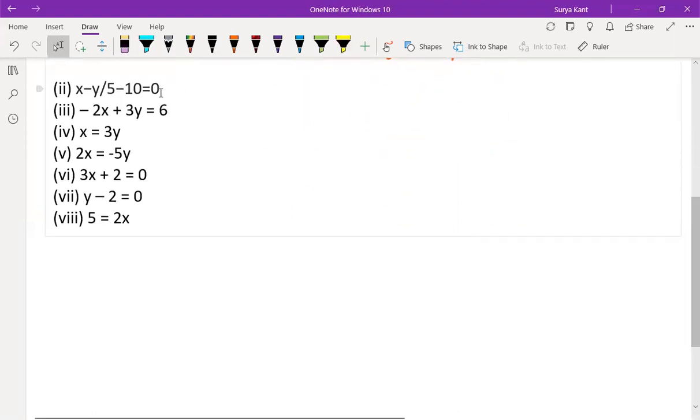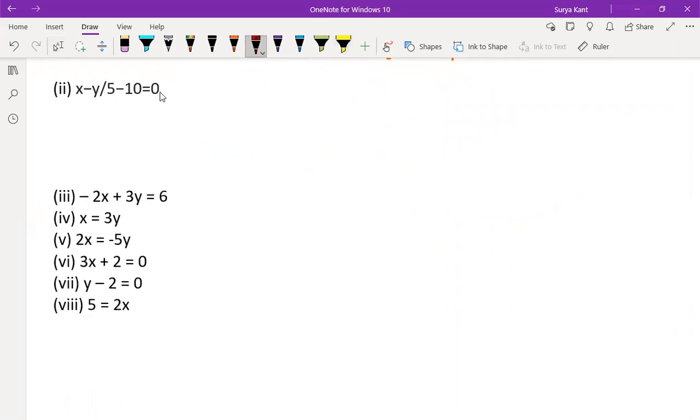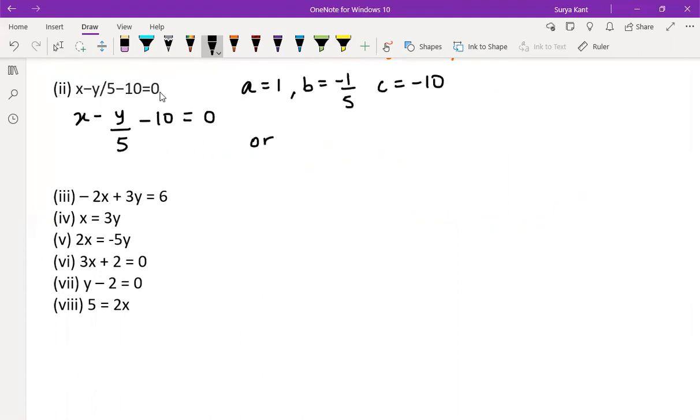Now see what to do here. This question looks like x minus y by 5 minus 10 is equal to 0. You can write in two ways, children. Either you can write a is equal to 1, b is equal to minus 1 by 5, and c is equal to minus 10. Okay. Or you can write the other way also.